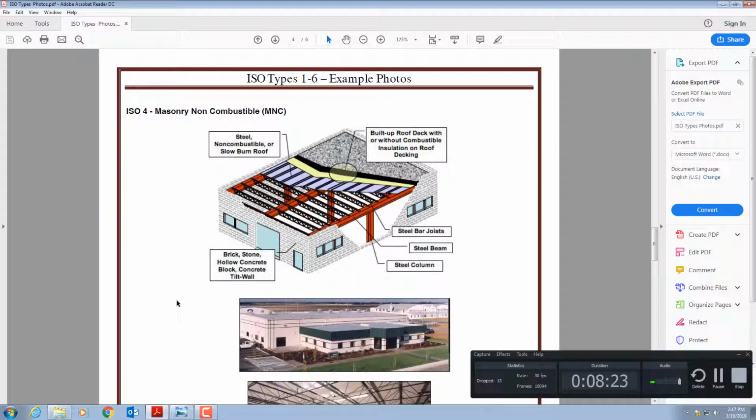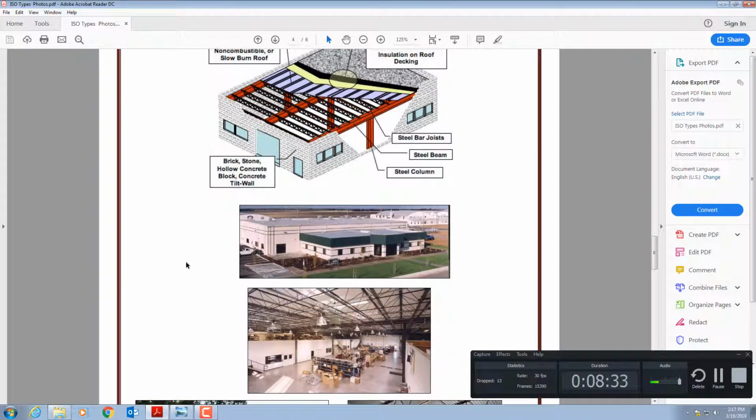But typically when you're seeing a flat roof and it's a masonry exterior, you're probably going to have a masonry non-combustible building. Masonry non-combustible buildings don't always have a flat roof because you could have steel roof joists and then you have non-combustible elements throughout, but you have the masonry walls, the non-combustible roof.